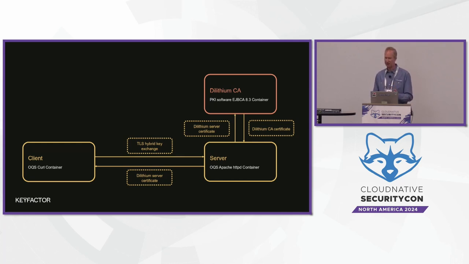So it's going to use a TLS hybrid key exchange and a TLS server certificate using Dilithium. So of course, a classic mTLS use case, right? Because Apache, they also have an Nginx container actually, which is classically used as mTLS proxies, for example.